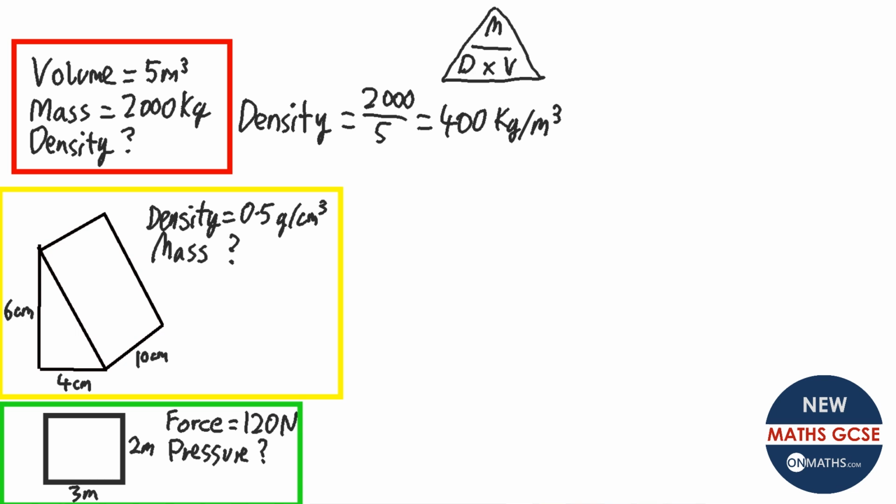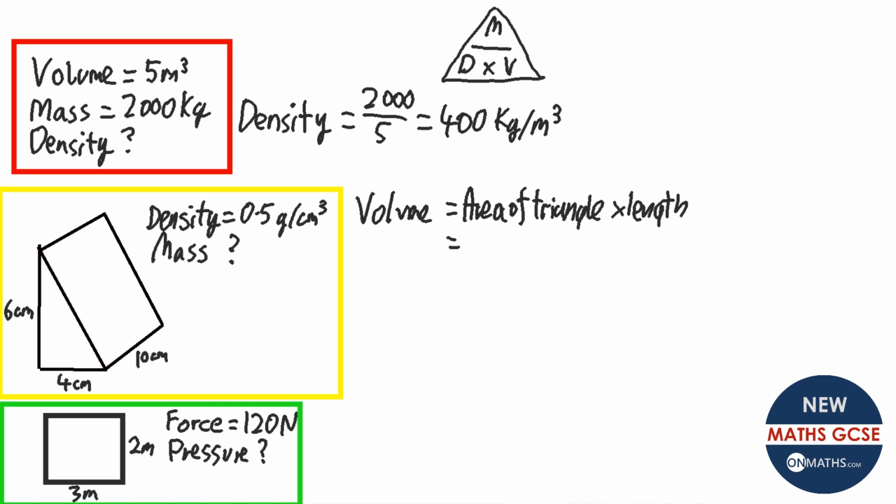Okay, to work out the next one. Now, it's quite common for the question not to give you volume directly. You might need to work out the volume. So we need to work out the volume first. Now, for the volume for this shape, or what shape is it? Well, it's a triangular base prism. So you need to work out the area of cross-section, so the area of the triangle, times the length.